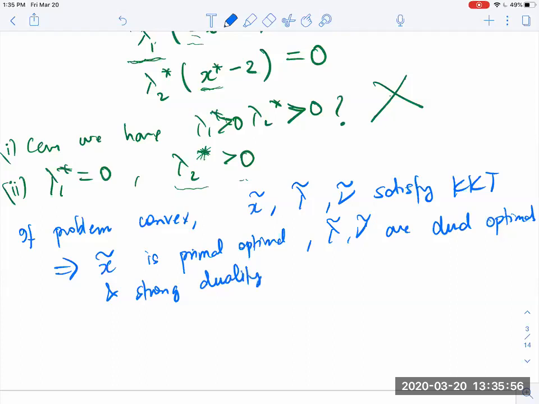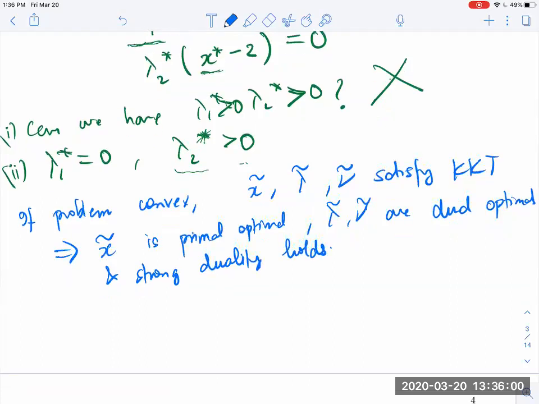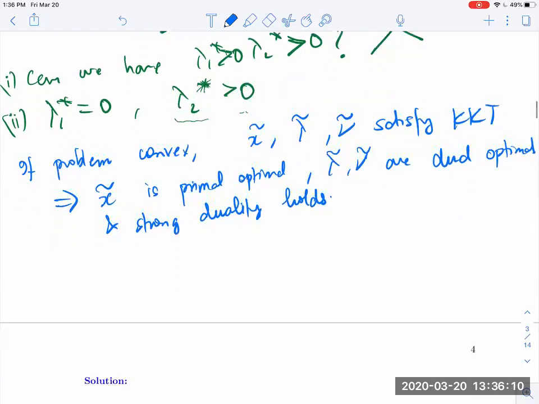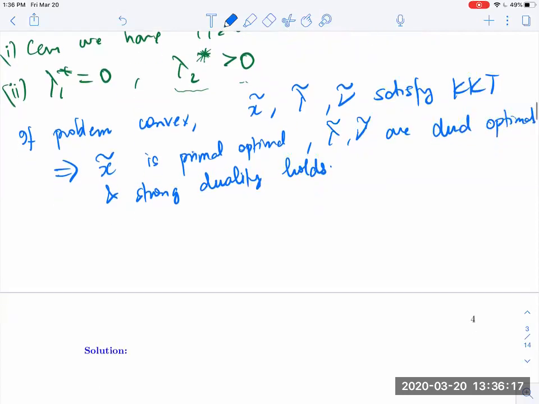So this is useful when we don't know strong duality yet, but we want to. You can always try to solve KKT, right? There's nothing stopping you from trying to solve KKT. And you can always check if a problem is convex. So you try to solve KKT, and if your problem is convex and you found some KKT solutions, then you know that you found the optimals.